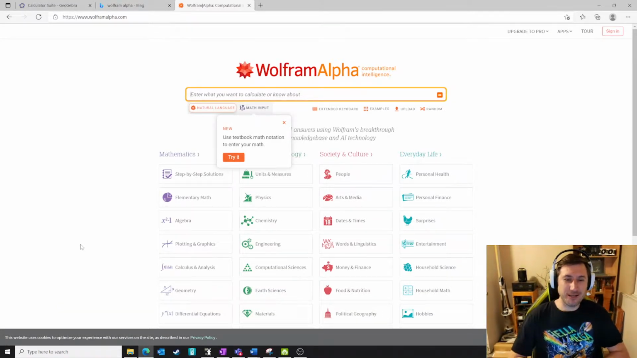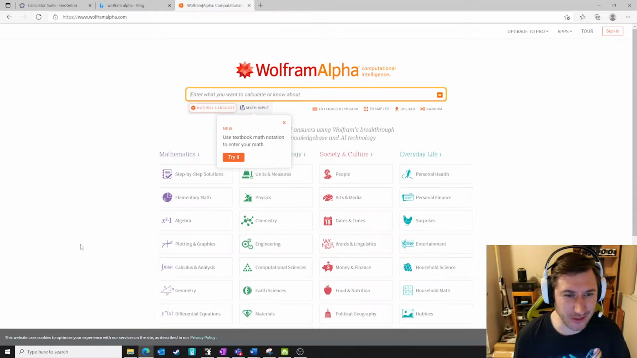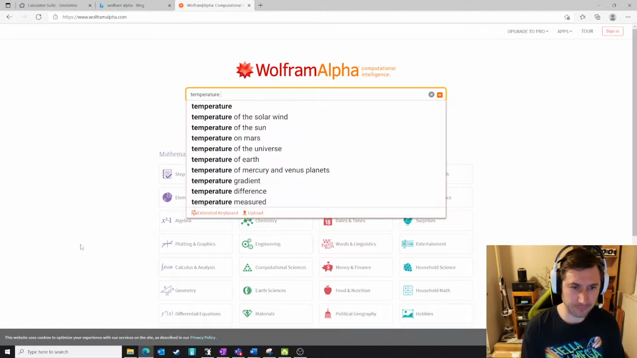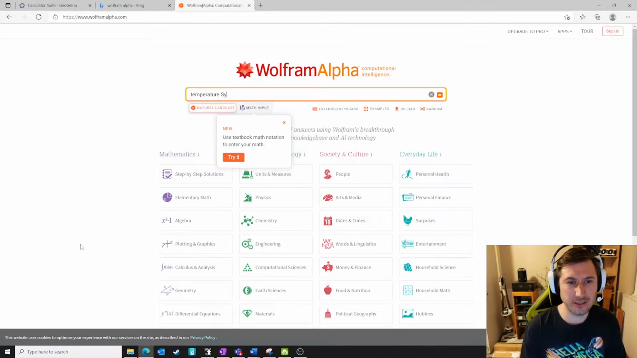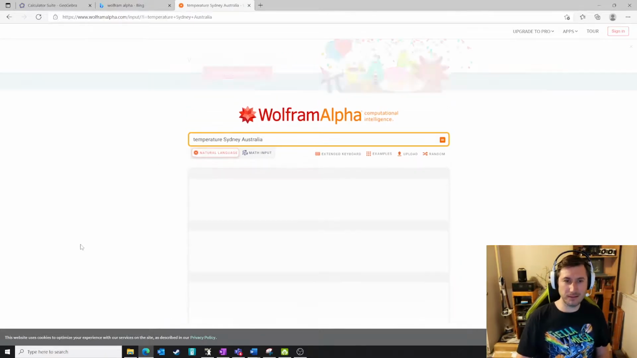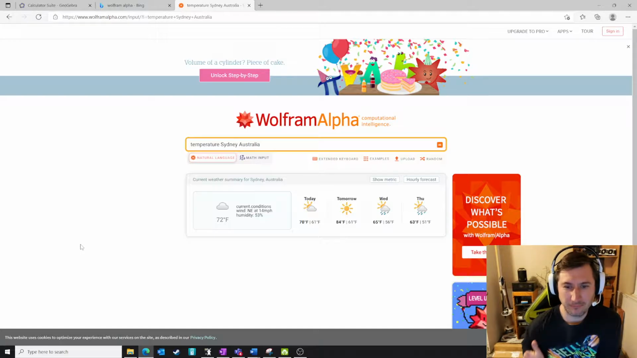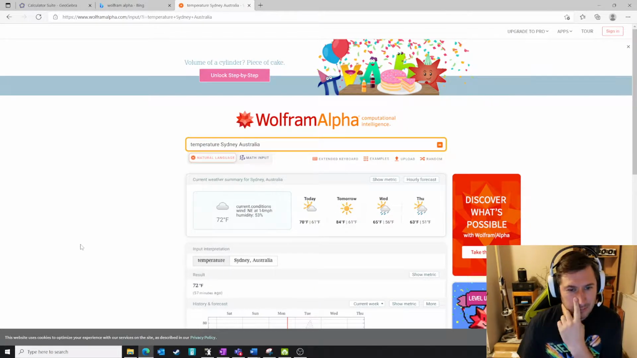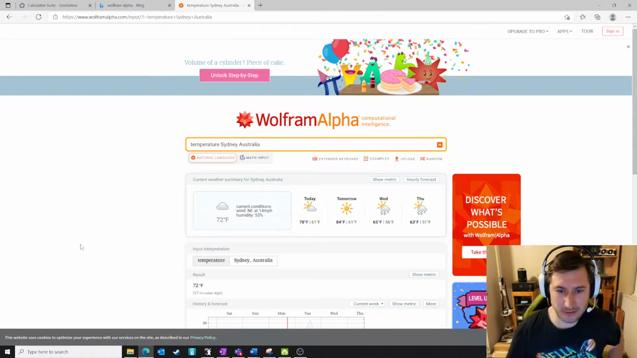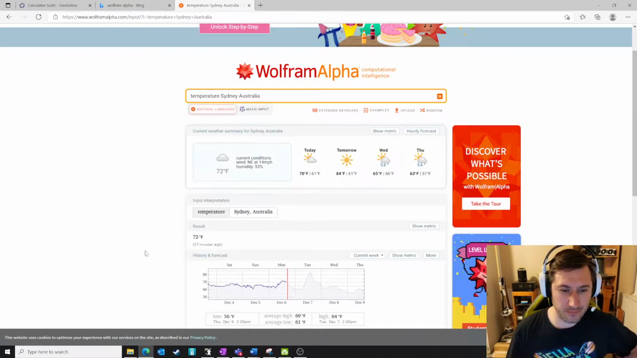All right, so as you see, it looks almost like Google. It's got a search bar there. And so I want the temperature. I'm just going to type in temperature, Sydney, Australia. All right, hit enter there. It takes a little while. So there's some temperatures for Sydney, Australia right now, their highs and their lows.